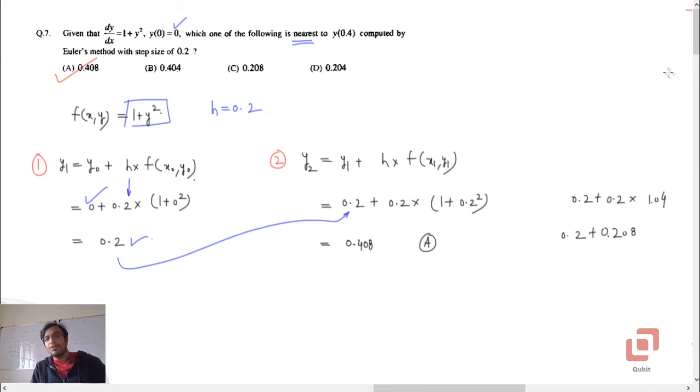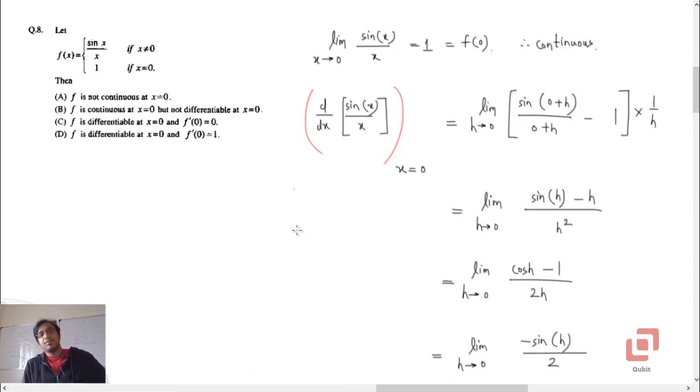So we have now completed all 7 questions which carried 1 mark. Let's now go to 2 marks questions. Question 8 is based on limits, continuity and differentiability of single variable functions, but I would say a 12th standard level question. Let f of x be sin x upon x if x is not equal to 0 and 1 when x is equal to 0.